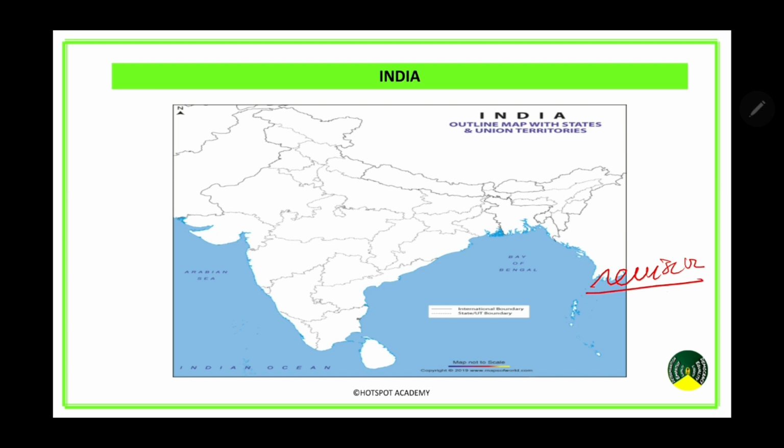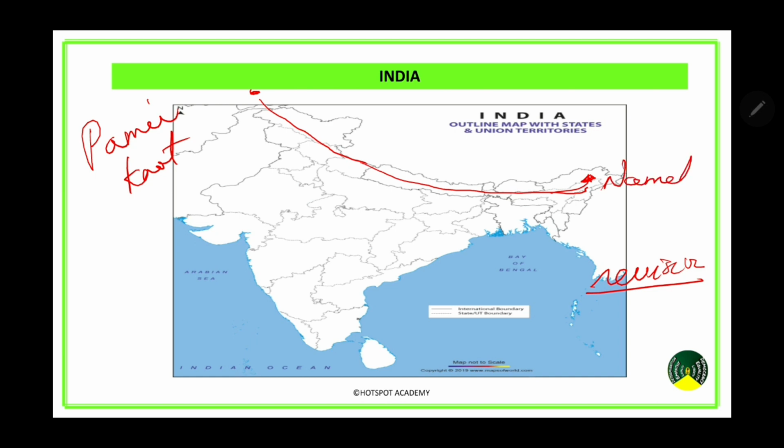How? Let's just begin. Now here is an important point, called your Pamir Knot, from where our Himalaya starts. It enters from Jammu and Kashmir and goes up to Arunachal Pradesh. Okay, till here. The last point here is Namcha Barwa. Namcha Barwa is the place where your Tsangpo or Brahmaputra turns in and enters into Assam, right?